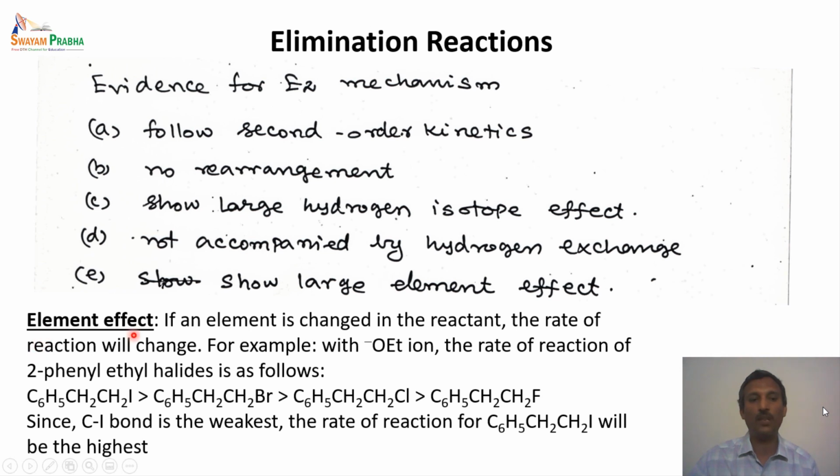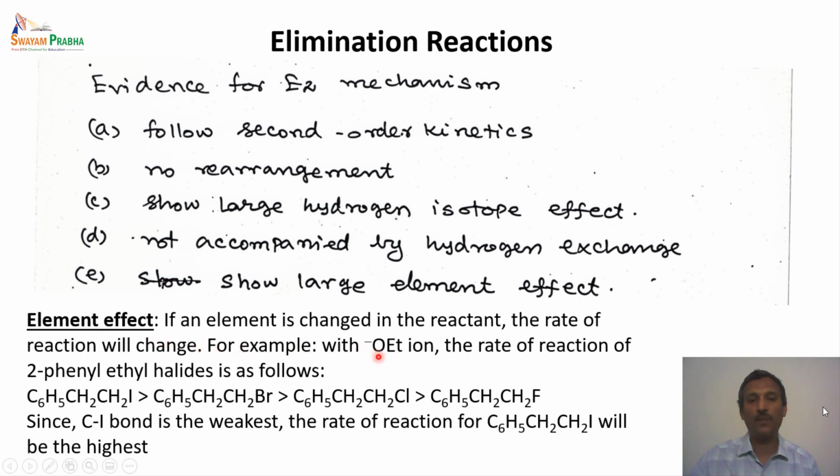So what is the element effect? If an element is changed in the reactant, because we have an alkyl halide, RX, so it can be chlorine, bromine or iodine. When the halogen is changed, the rate of the reaction will also change. Then we say an element effect is observed in that particular reaction.